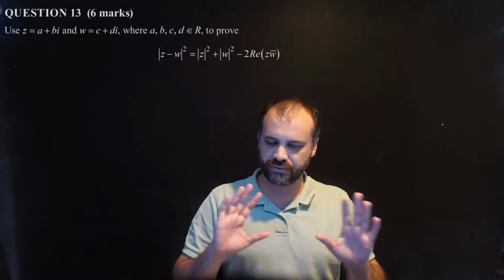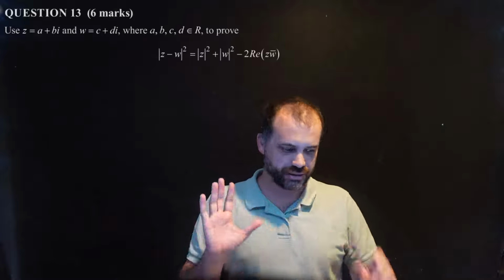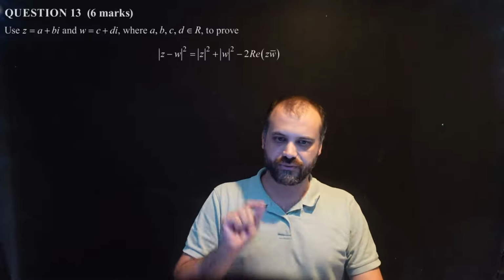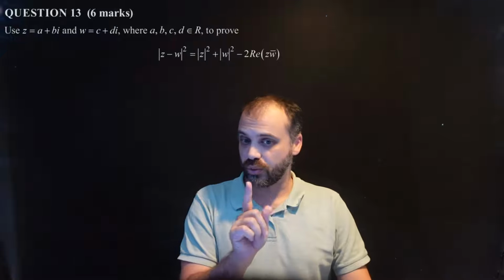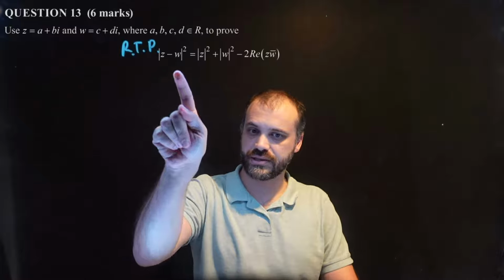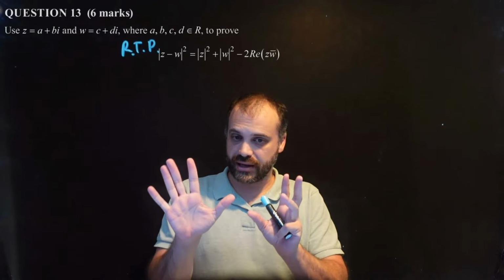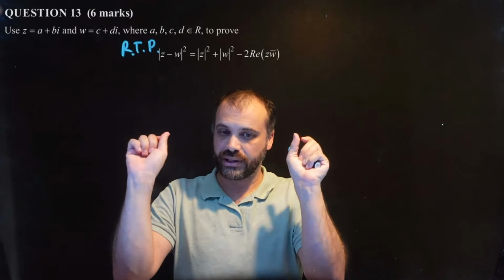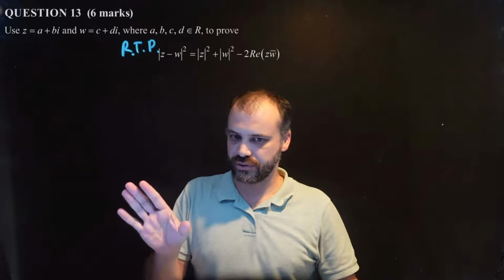So I'm going to make a bit of a show of making sure that I set this up in a very pretty kind of way. First step, I'm going to write RTP, which stands for required to prove. So it is required to prove that this is equal to this. And now that I've set that up, I'm going to split up my left-hand side and my right-hand side. Really important step for a direct proof.